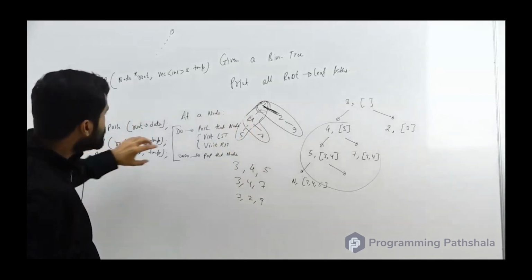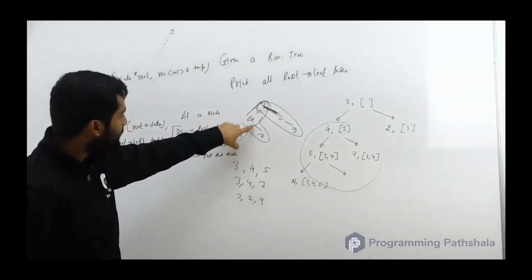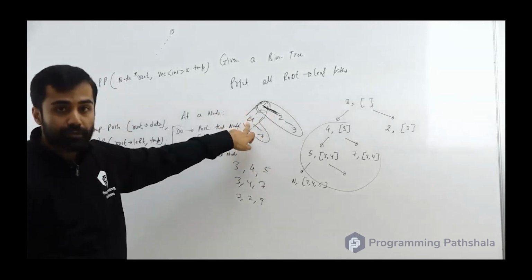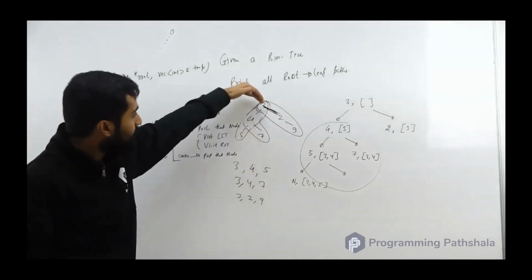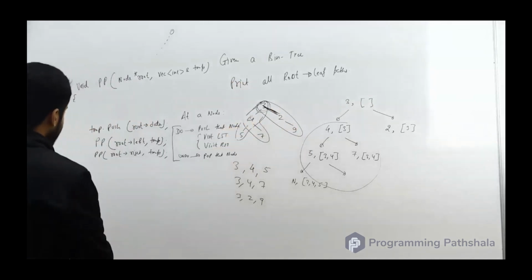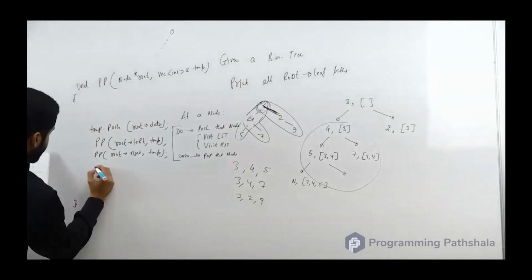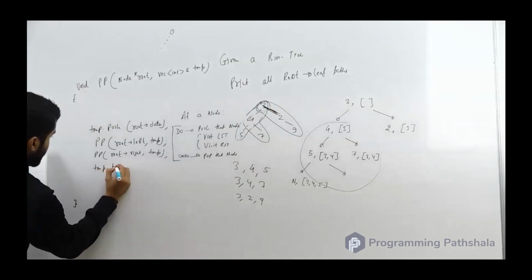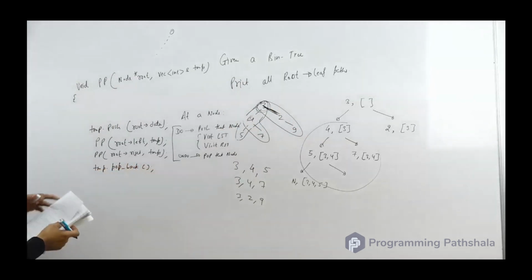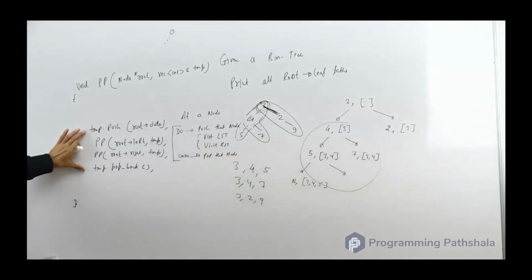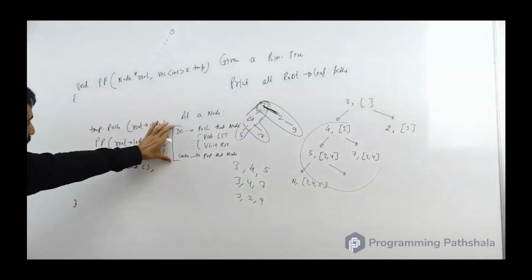But when these 2 calls are over, that means I have visited the left as well as right subtree emanating from this node. Now this node is no more useful for me because in the other paths, this will not be reflected. So now it is my responsibility to do temp.pop_back. So this logic is your backtracking logic. This is what I had written over here.